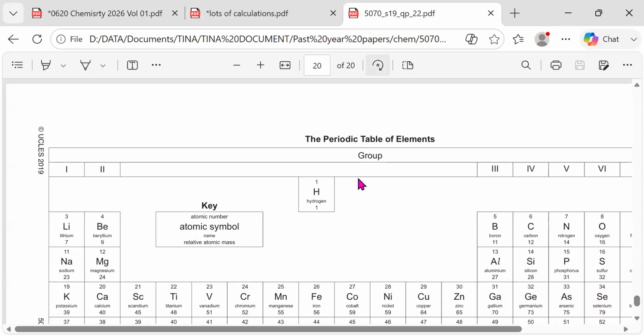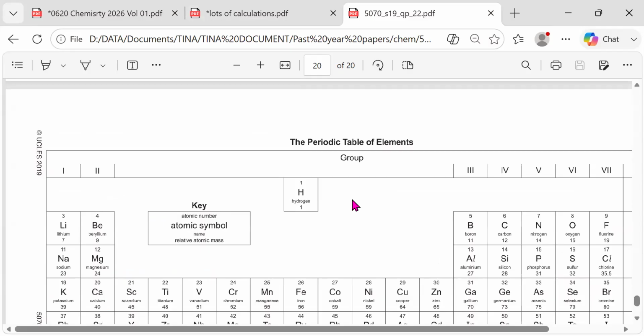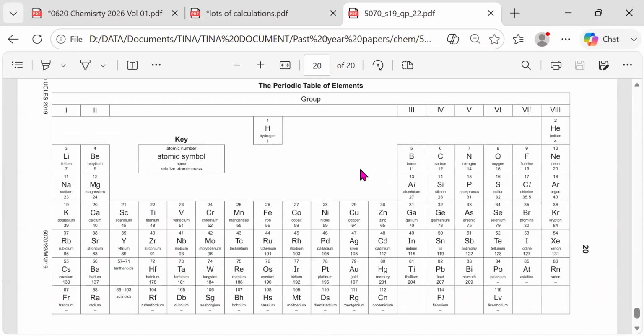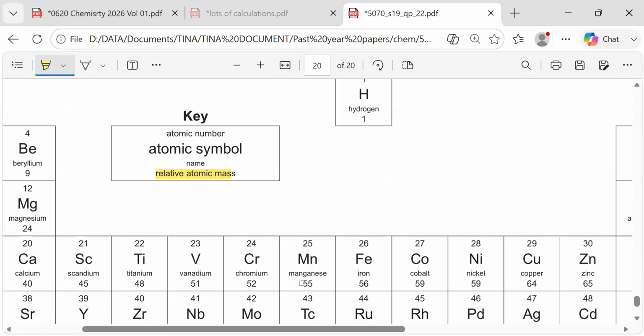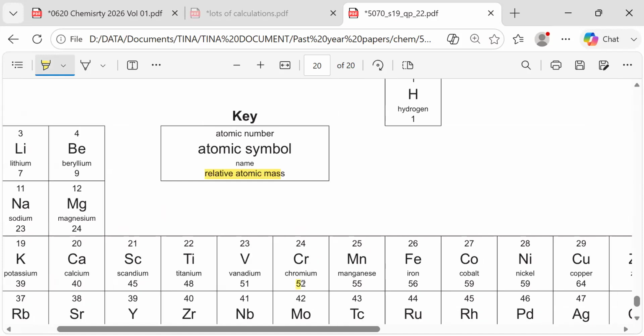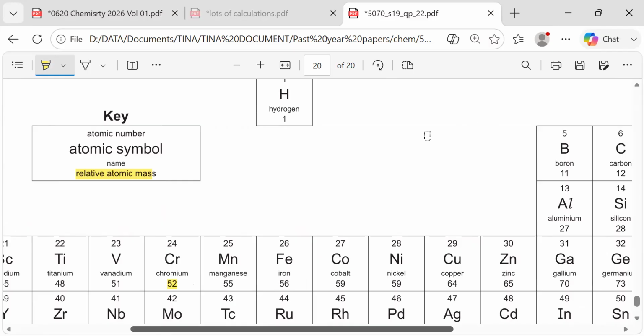Okay. So if you look at your periodic table, right? Here they put the, can you see here they put the relative atomic mass? The number here is relative atomic mass. It's called a relative atomic mass because it is the average mass of all the naturally existing isotopes as compared to which element in the periodic table? As compared to carbon 12.